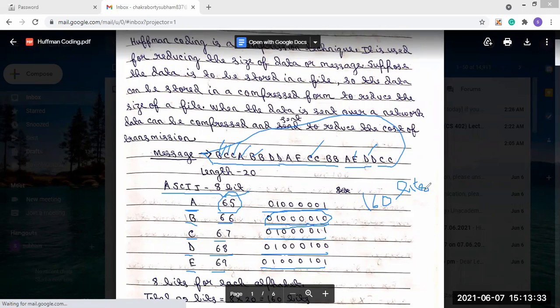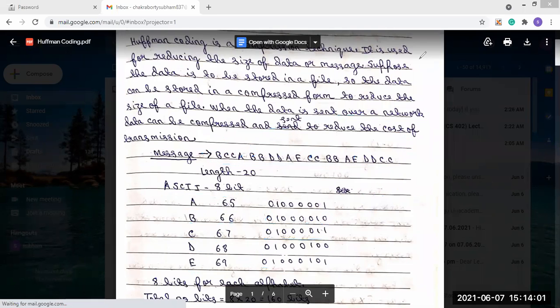So this is the normal message of length 20, and ASCII codes are of 8 bits. So each character has an ASCII code, which means 20 characters will have a total of 160 bits. So it is the normal message. Now to reduce this, we will use the fixed size code.